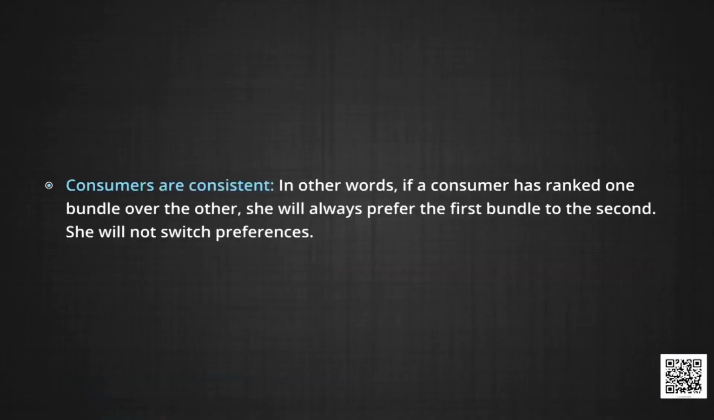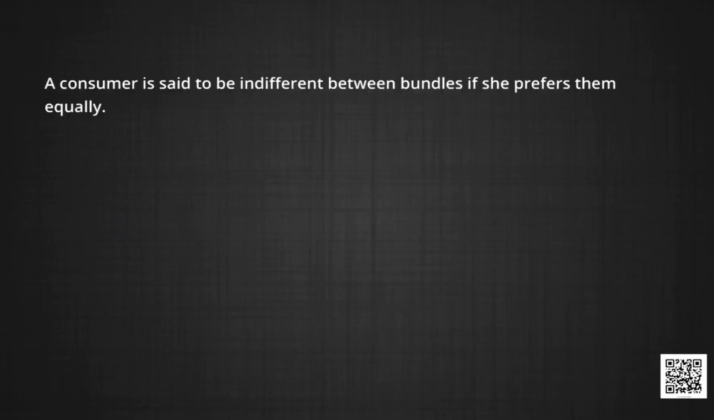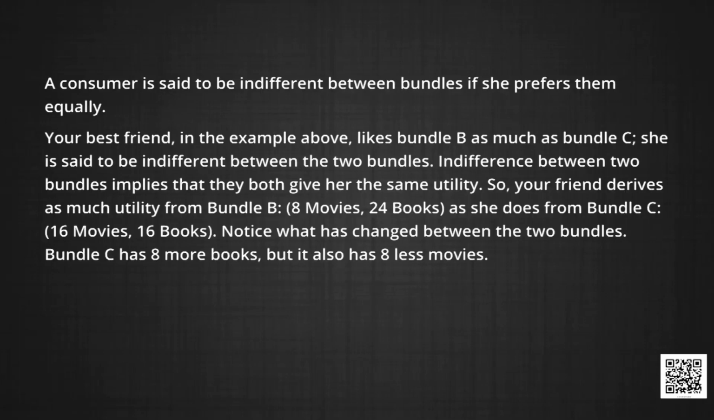Consumers are consistent, and that's the third assumption that we make. In other words, a consumer that has ranked one bundle over the other will always prefer the first bundle to the second one. She will not switch preferences. A consumer is said to be indifferent between bundles if she prefers them equally. In the example that we discussed above, your best friend likes bundle B as much as she likes bundle C. She is said to be indifferent between the two bundles.